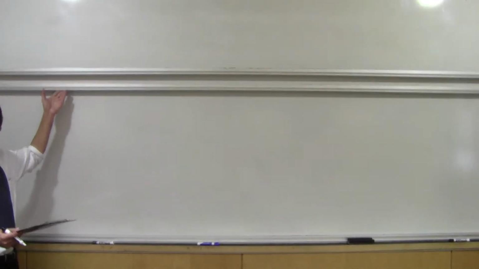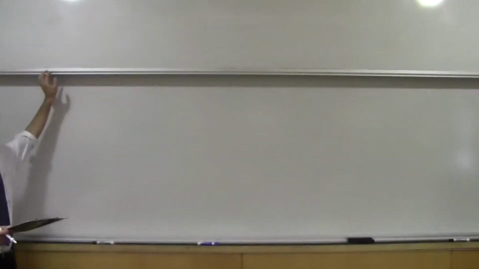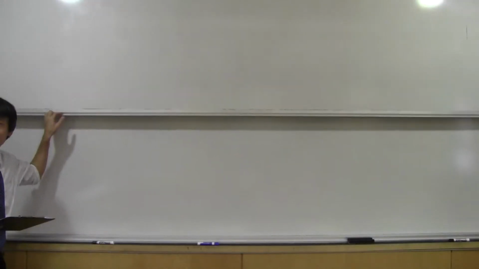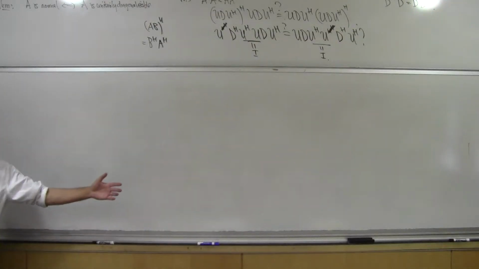So if it's a Hermitian diagonal matrix, then all the eigenvalues are real. But we're not talking about Hermitian, right? We're talking about normal matrices, where Hermitian is a special class of the normal matrices. Okay, so that's the backwards direction.